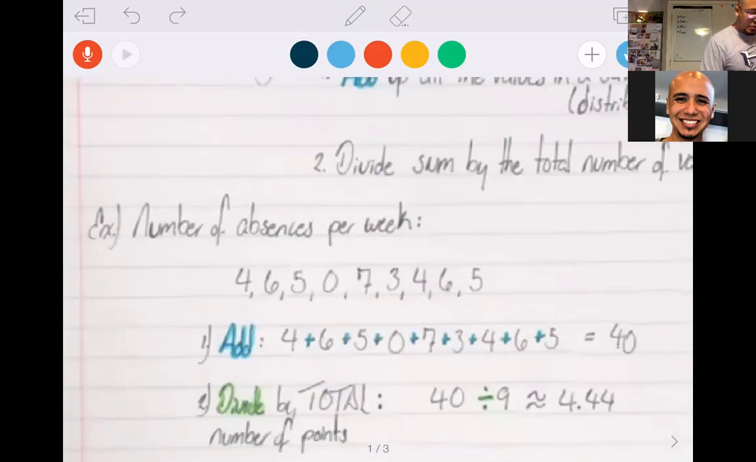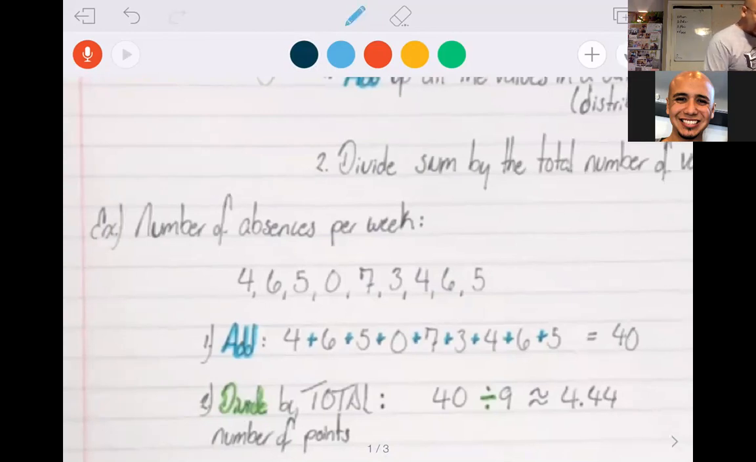let us suppose that this data set was given to you: the number of absences per week that I had in one of my classes. In week 1, we may have had 4 absences, and then week 2, 6, followed by 5, 0, 7, 3, 4, 6, and then 5 absences. So the question is, what is the mean number of absences per week? What was the average?